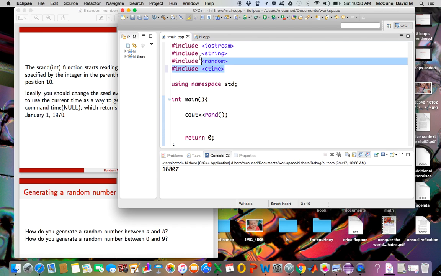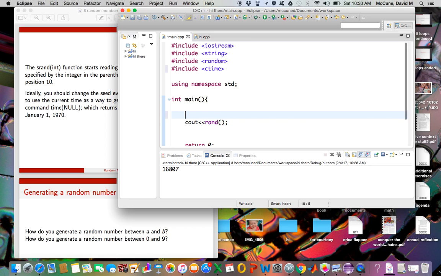So we have two new header files now: random for the randomness, and ctime in order to seed the randomness. That command looks like this: srand(time(NULL)). Anytime you want to actually simulate randomness, you will just start your code with this command. That will make it so that when you start the program again, you'll get potentially different answers.